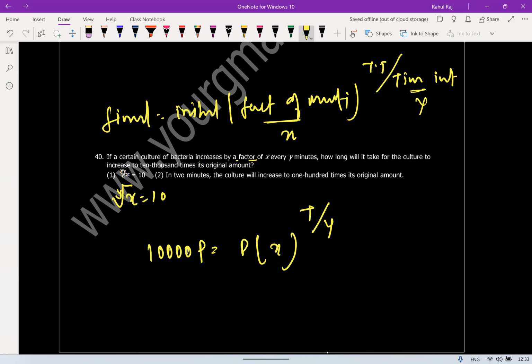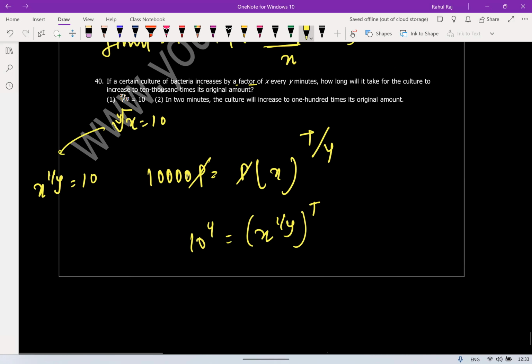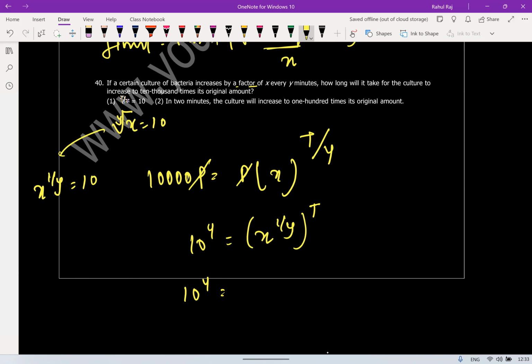That's all. P cancels. This is 10 to the power 4. This is x to the power 1 over y, to the power t. Can I write this? And it is given to me that x to the power 1 over y is equal to 10. This is what it means. So 10 to the power 4 is equal to 10 to the power t. T is equal to 4 minutes. Sufficient.